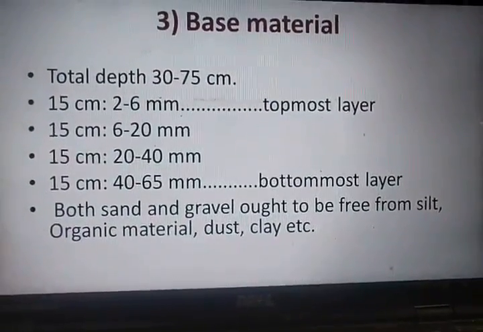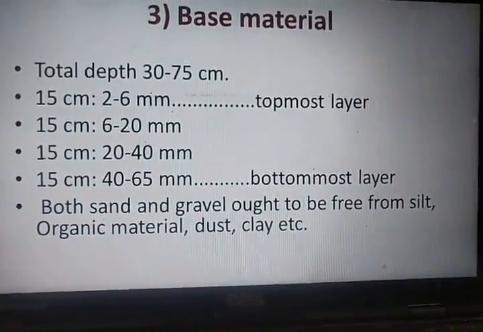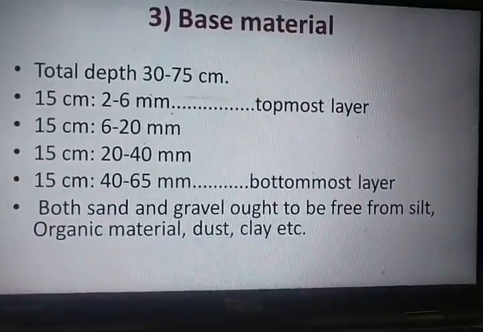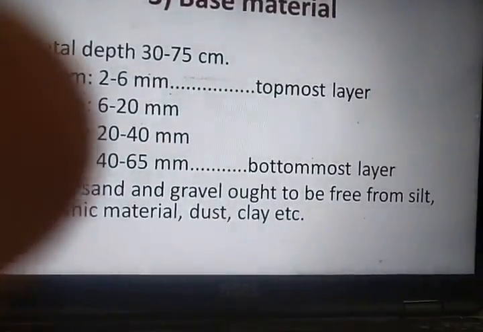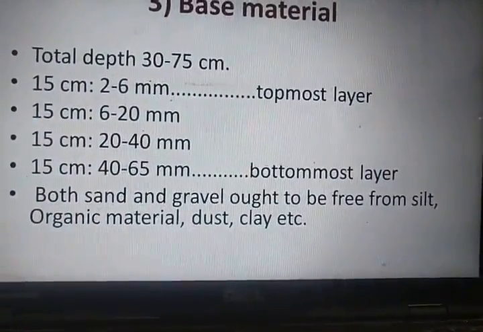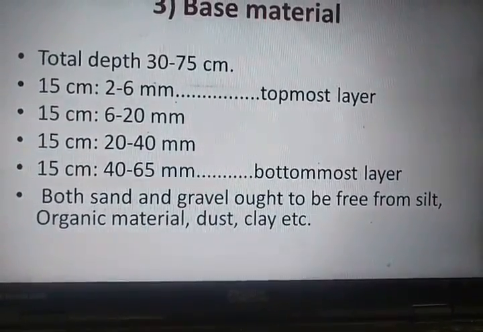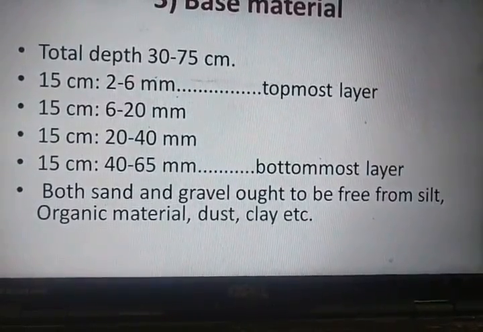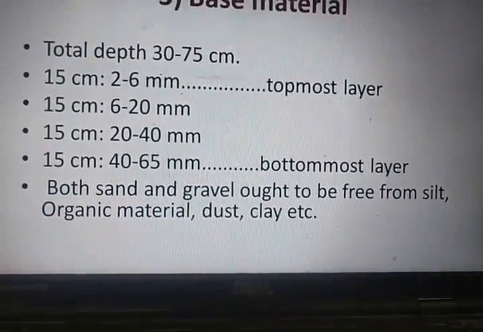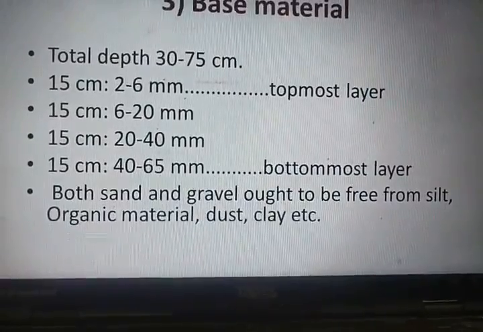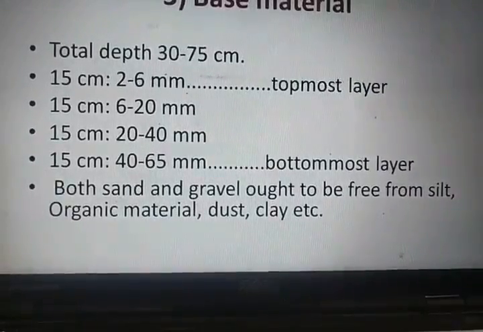Then the base material: the total depth of the filter ranges from 30 to 75 centimeters. The 15 centimeter topmost layer should consist of 2 to 6 mm material. The next 15 centimeter layer may contain 6 to 20 mm. The next 15 centimeter layer may consist of 20 to 40 mm. Then the next 15 centimeter may contain 40 to 65 mm, and that will be the bottommost layer.